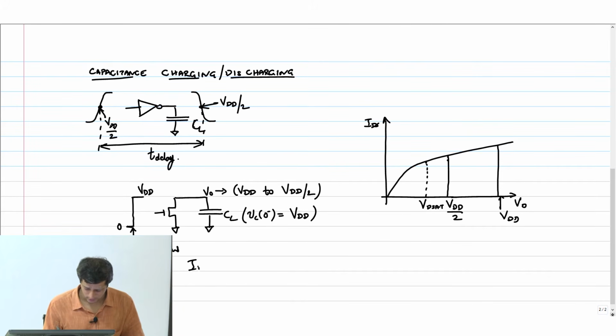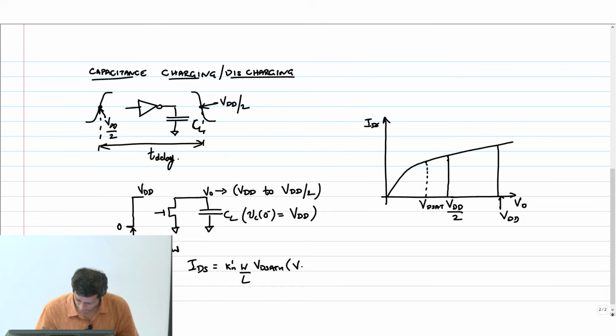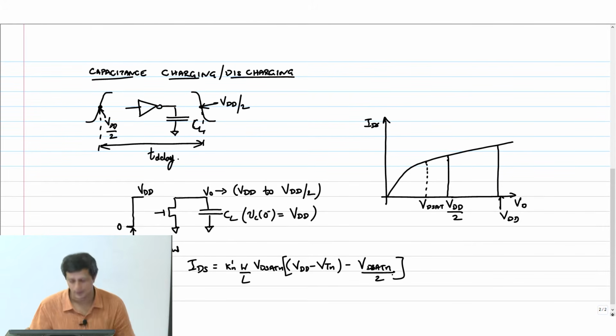So what is the equation of the current IDS? Let's say it's velocity saturated. It is Kn prime W by L into Vd sat n into, what is VGS? VDD, right? VDD minus VTN minus Vd sat n by 2, into 1 plus lambda V naught.